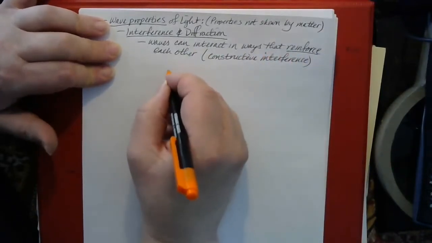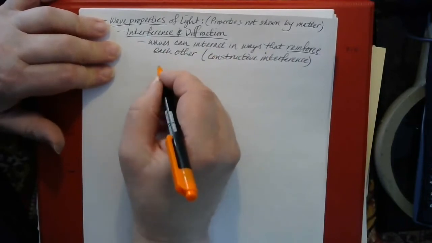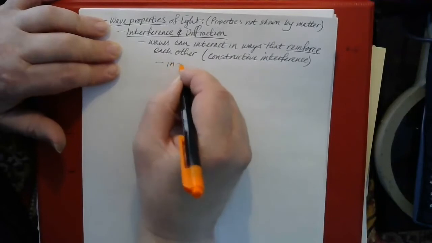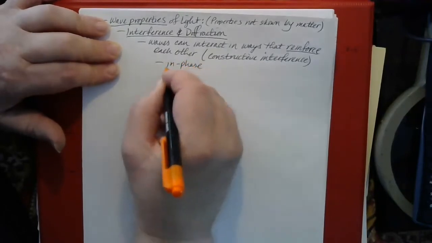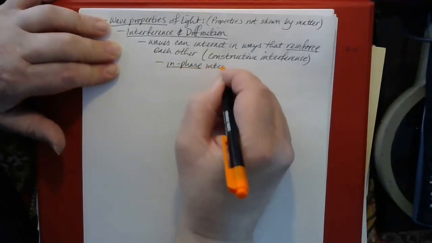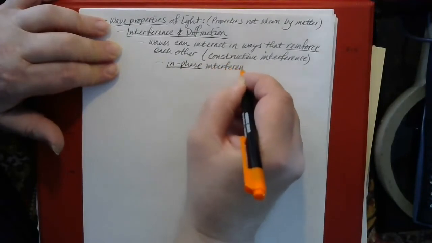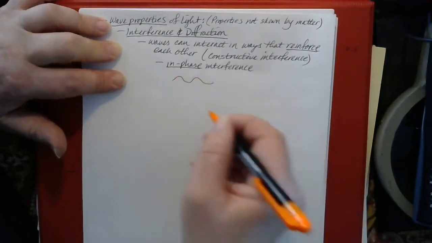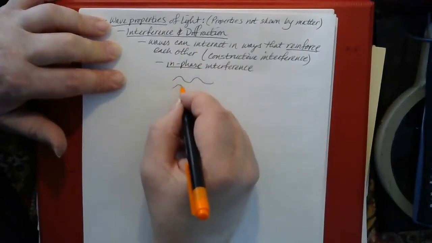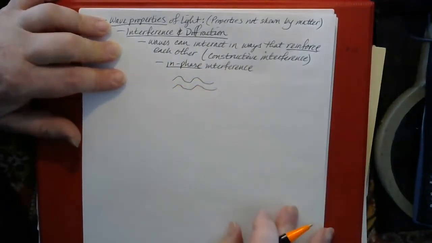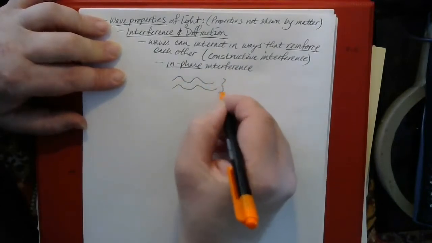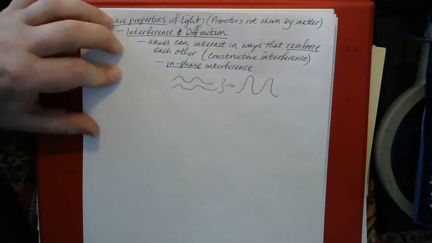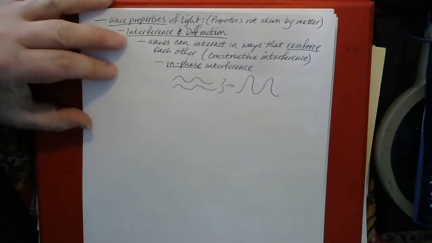And that would be a case where, for example, this would be in phase interference. So in other words, you have a wave that's sort of synced up like this, and you have another wave that's synced up exactly like that. And they can combine with each other and make it like there's one bigger wave.